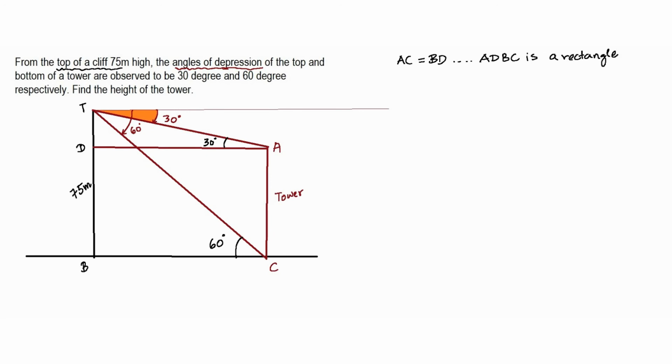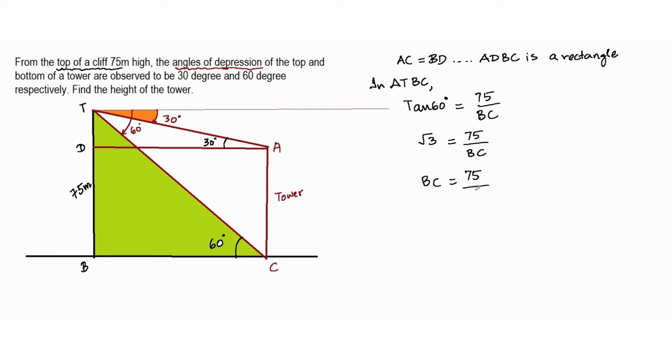Now I can consider the complete triangle, that is triangle TBC, right? From triangle TBC, I can first find the length of BC. So in triangle TBC, tan 60 degrees is equal to the opposite side, 75, divided by the adjacent side, which is BC. Therefore, root 3 is equal to 75 divided by BC.